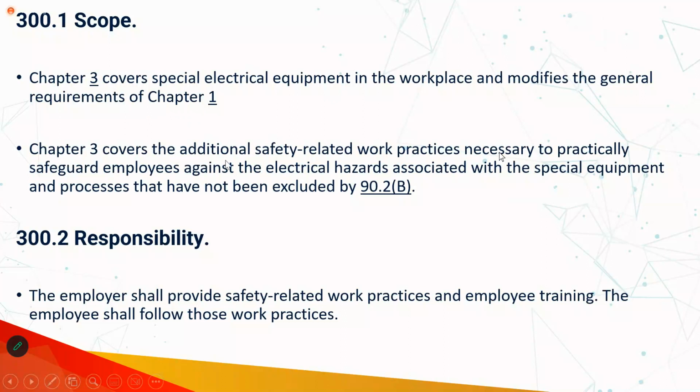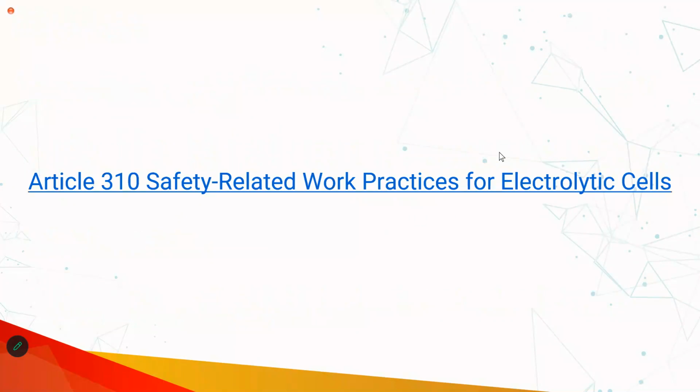Chapter number 3 covers additional safety related work practices necessary to practically safeguard employees against the electrical hazards associated with the special equipment and processes that have not been excluded. So chapter number 3 covers some additional safety related work practices which are necessary to provide protection to the employees who are working around special equipment. Those might not be covered by chapter number 1, so these are specific to chapter number 3. Overall responsibility: the employer shall provide safety related work practices and employee training. The employee shall follow those work practices.